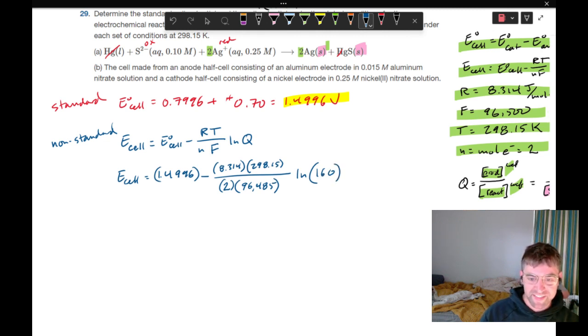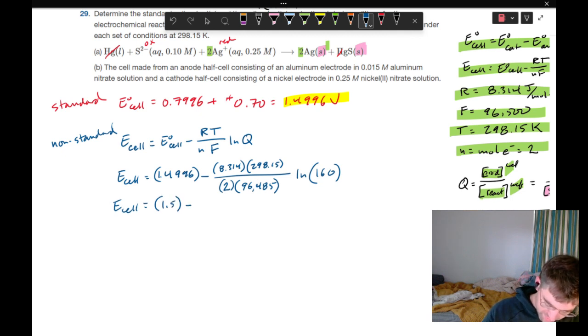Okay, let's break that down a tiny bit. E cell equals, that's 1.5 if we stick to significant figures, minus 0.06519 is what I got, equals 1.43 volts. And that is our non-standard cell potential. This is also spontaneous at non-standard conditions.